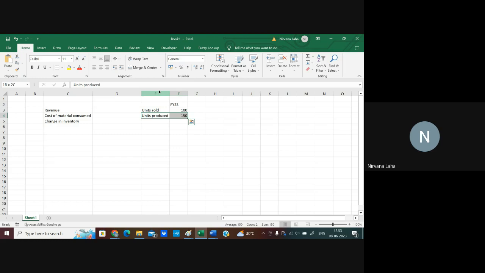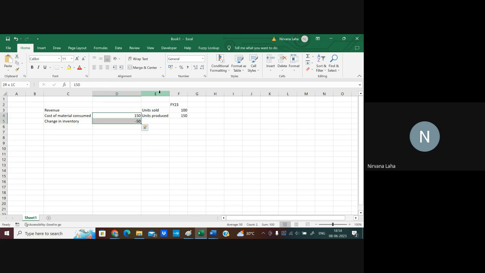So to make it fair, an adjustment is done. Say 150 units is what you've produced, so the cost of materials consumed will be as per this 150. But this change in inventory is the adjustment item, which will have a value of minus 50 to make sure that whatever revenue you're recording for the number of units and whatever cost of goods sold total you're recording for the material consumed, they are in line.